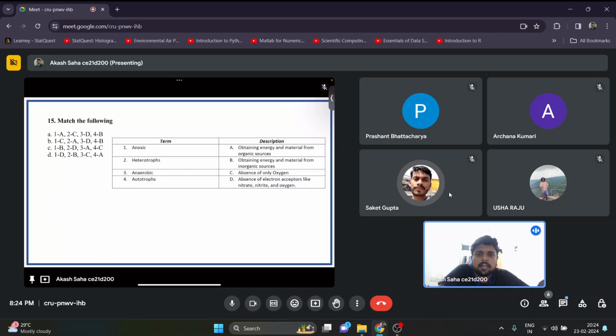Okay. So heterotrophs are those organisms which, yeah, B is the right answer. So heterotrophs are those organisms which will use the organic sources. Anaerobic is where any electron acceptor like oxygen, nitrate, nitrite, nothing should be there. There will be no electron acceptors like this. The only acceptor can be the organic matter itself. And autotrophs are those which will depend on the inorganic sources. So option B is the correct answer.